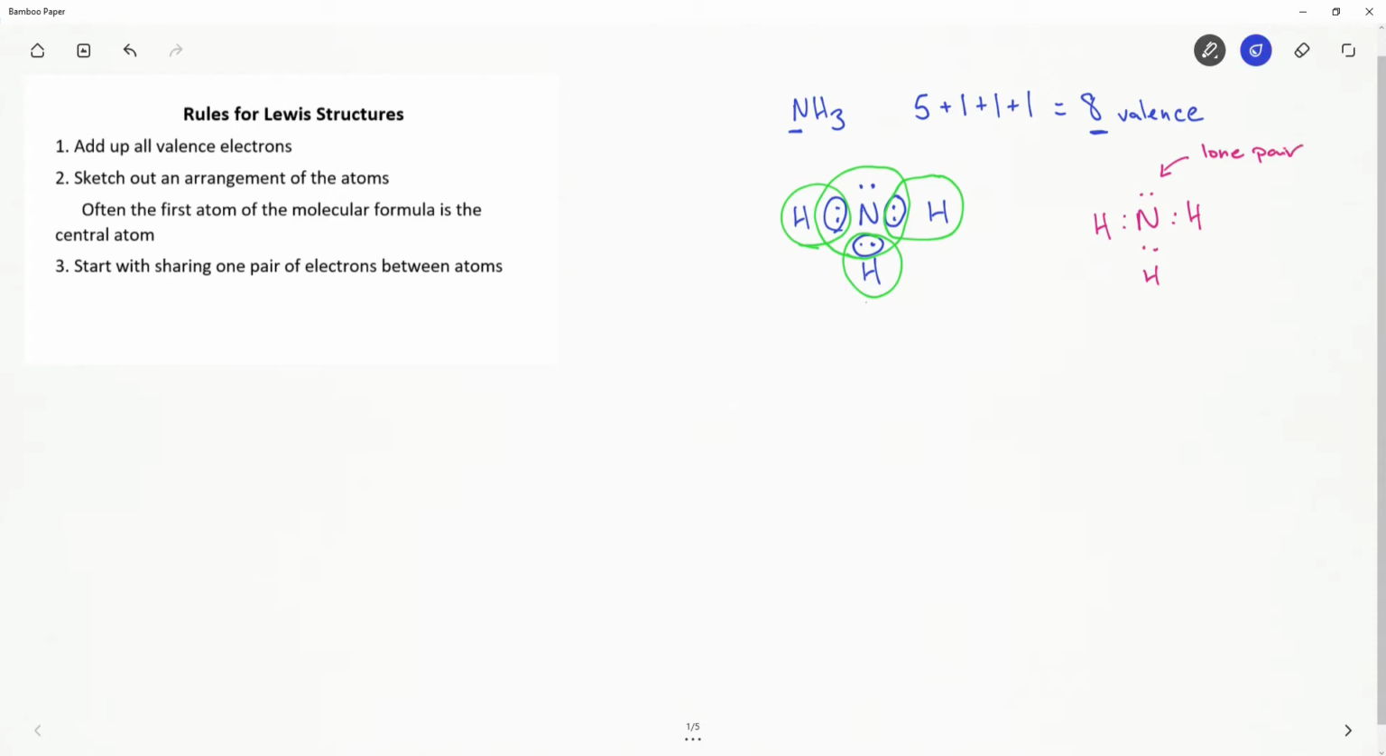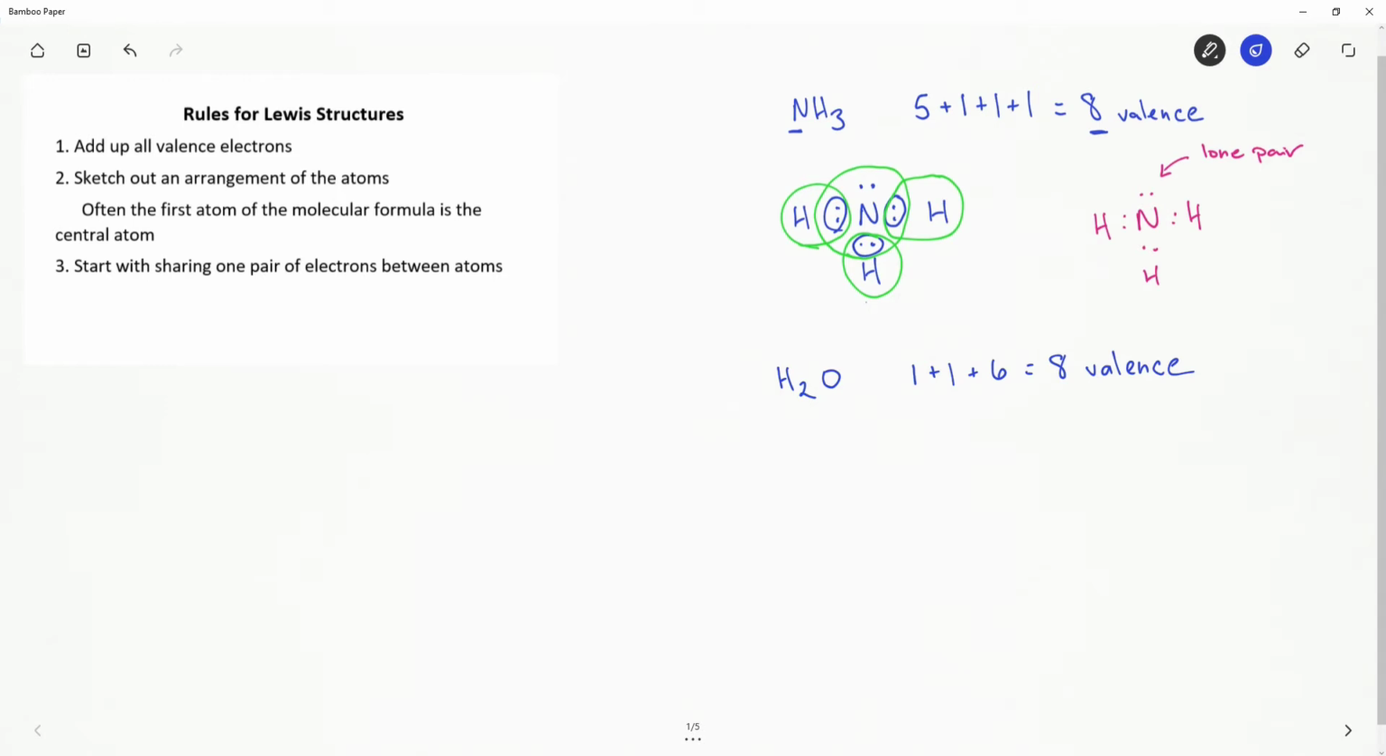Next, let's take a look at water. Good old H2O. Let's start by counting up valence electrons. I have 2 hydrogen atoms. They each have 1 valence electron, plus oxygen has 6 valence electrons. So once again, I have 8 valence electrons.